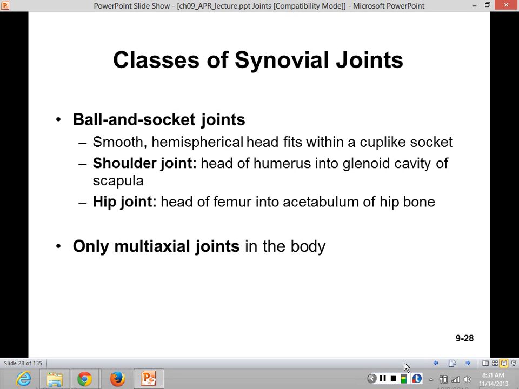Which is number 39. Yep, medial rotation of the shoulder, the anterior fibers of the deltoid.